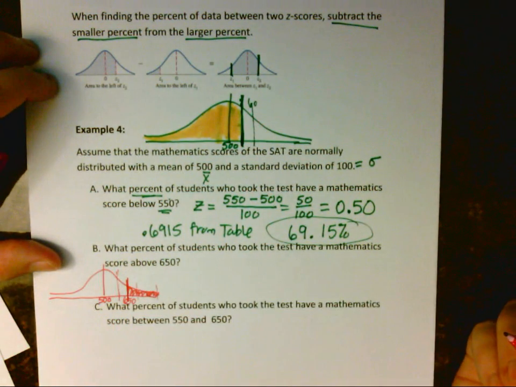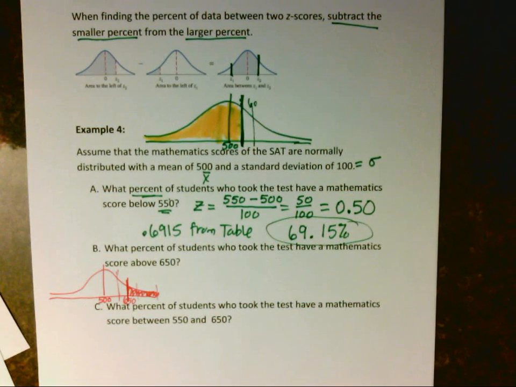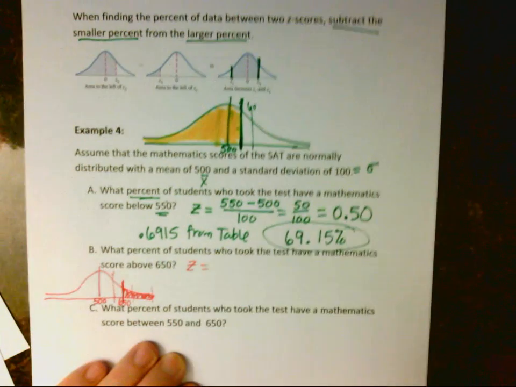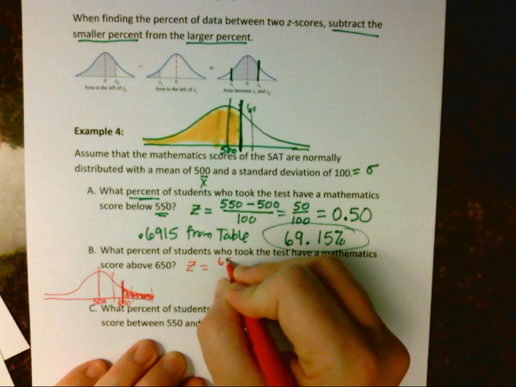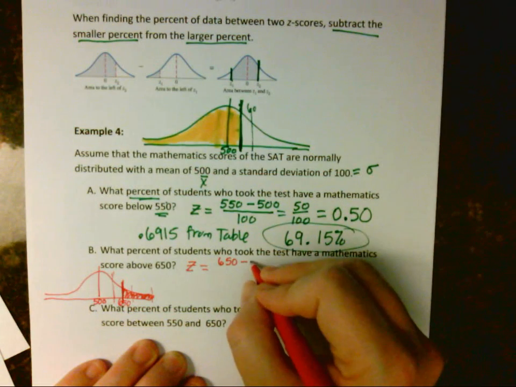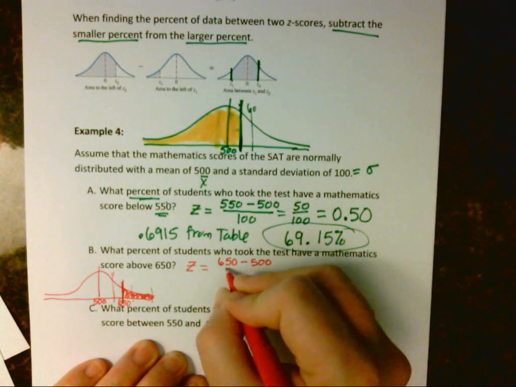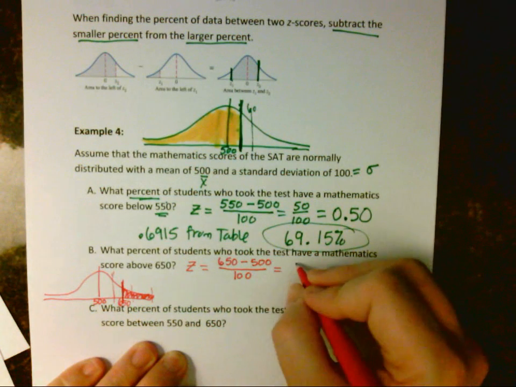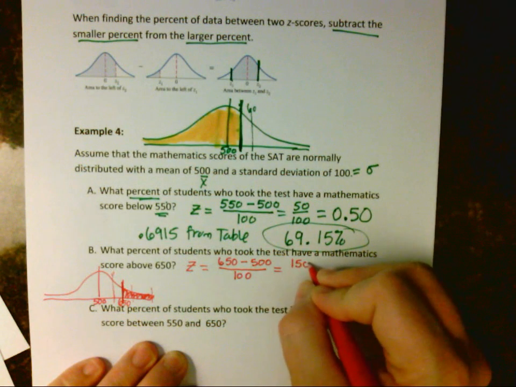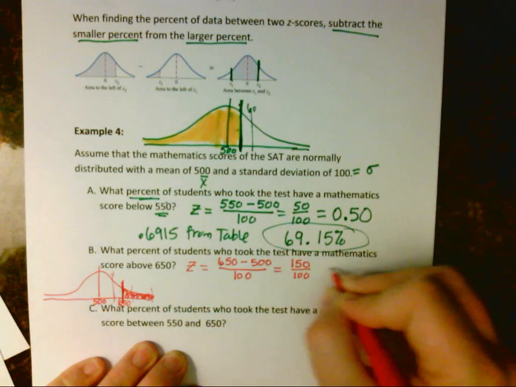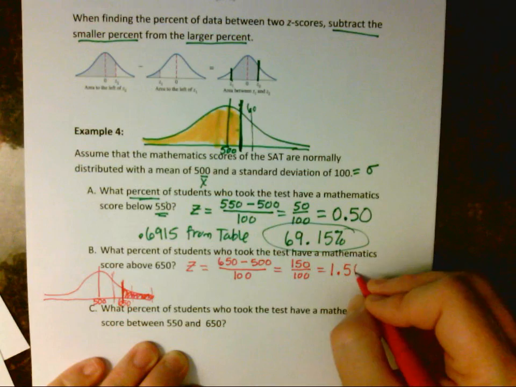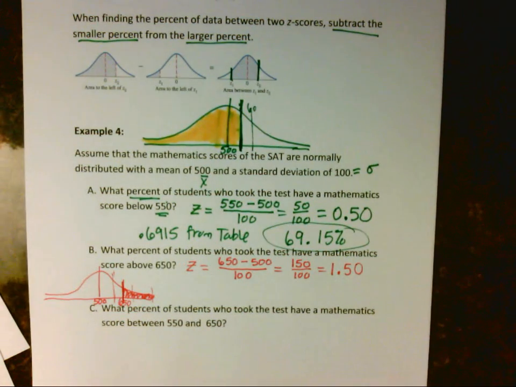Above that. Okay, so now that I have a general idea of what the graph looks like, I'm ready to go ahead and calculate the z-score for this. And it should be a positive. We take 650 minus the mean, which is 500, and we divide by the standard deviation, which they told us was 100 for the whole problem. So I get 150 divided by 100, which gives me positive 1.5. Again, it's a 50 when we look it up on the table.